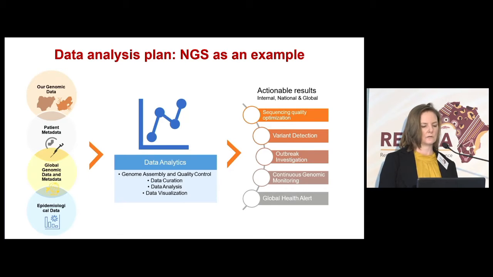And so there'll be some data analytics, but some of the actions that can arise from combining all of this data is we could optimize sequencing. Some of the information that comes out, you can improve the way that the sequences come out. To detect new variants, which has been quite important in COVID. Also outbreaks, if you have a hospital outbreak, genomics is important there, but also just continuous genomic monitoring in the epidemic, but also to alert the rest of the world if we are seeing something that is unusual.